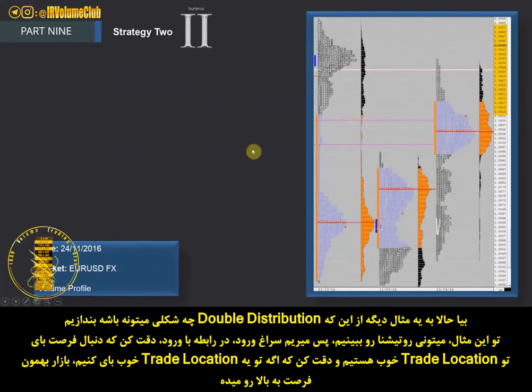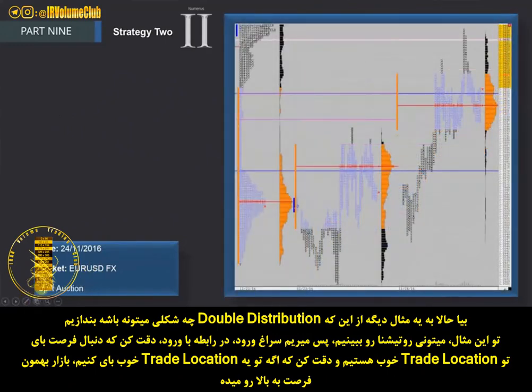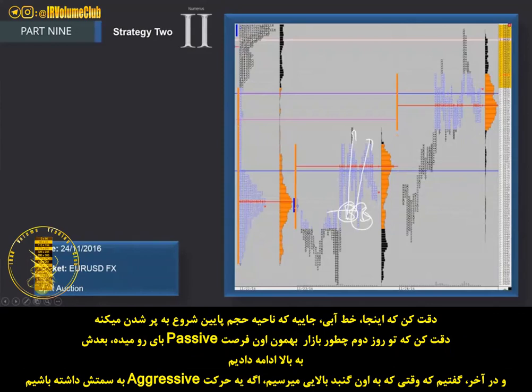Let's now look at another example of what the double distribution could look like. Now in this example, obviously we can see the rotation. So just in terms of execution, note we're looking for buy-side opportunity in good trade location. Again, notice how if we do buy in that good trade location, the market does give us the opportunity toward the upside. Note this is the point, the blue line, where the low volume area begins to fill out.